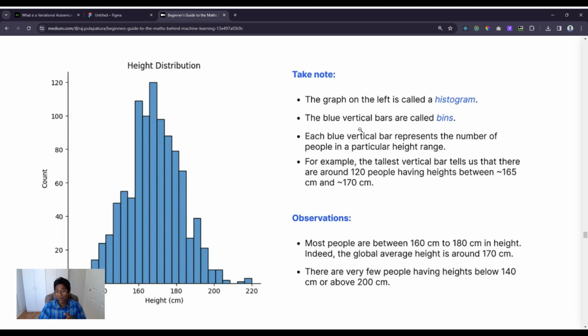So each blue vertical bar represents the number of people in a particular height range. For example, the tallest vertical bar tells us there are around 120 people having heights between 165 centimeters and 170 centimeters. So a couple of observations. Most people are between 160 centimeters and 180 centimeters. And this makes sense because the global average height is around 170 centimeters. There are a few people having heights below 140 centimeters or above 200 centimeters. So these are the extreme values.